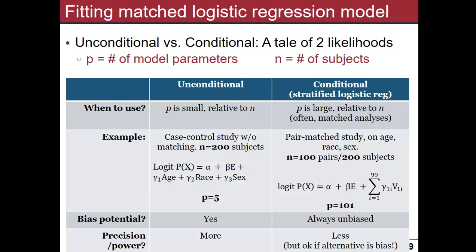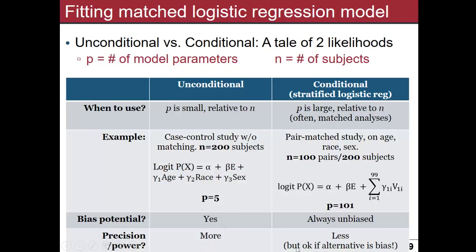I will say just one thing: you will see it says bias potential. If you try to fit an unconditional model to pair-match data, if SAS runs, you will get the wrong answer. It will not work out well for you. Your estimates will be biased, and we'll talk about that in a moment.